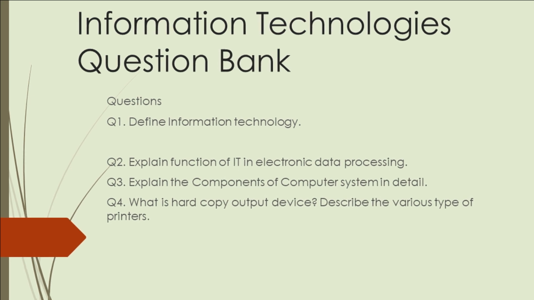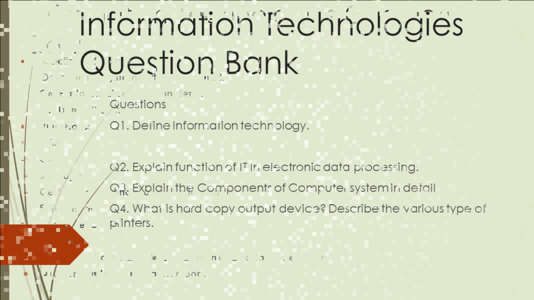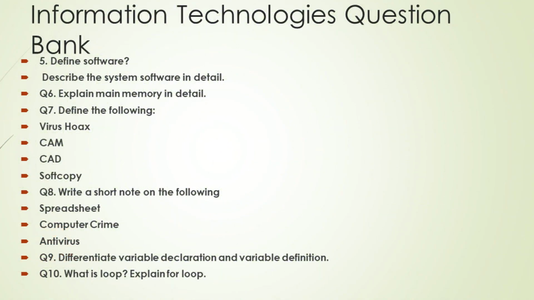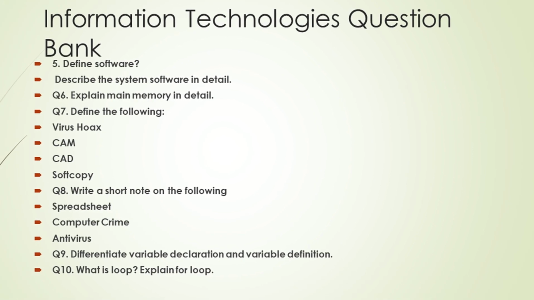Q4. What is hard copy output device? Describe the various type of printers. Q5. Define software? Describe the system software in detail. Q6. Explain main memory in detail.